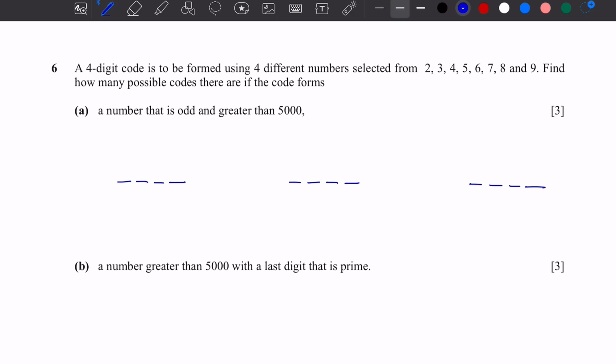First situation is when the last digit is 3 and the first digit can be 5, 6, 7, 8, or 9. Second situation, we have the last digit as 5, 7, or 9, and the first digit is also 5, 7, or 9. Last situation, we have the last digit as 5, 7, or 9, and the first number as an even number, which is 6 or 8. Even number that is more than 5.